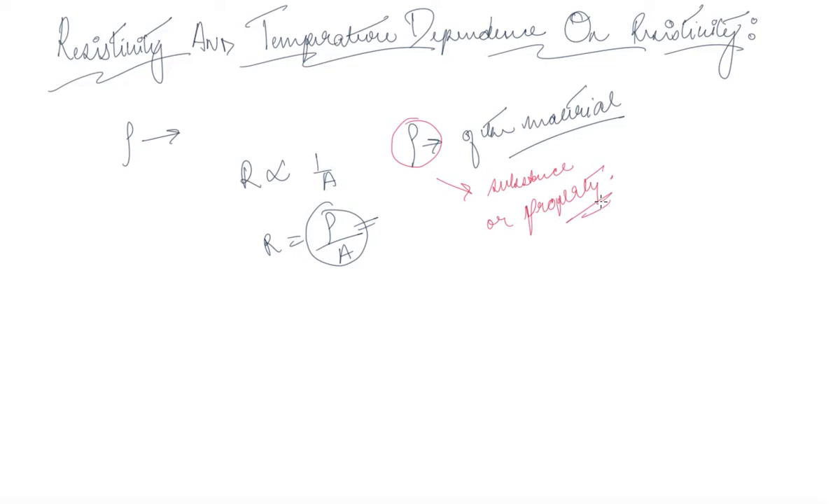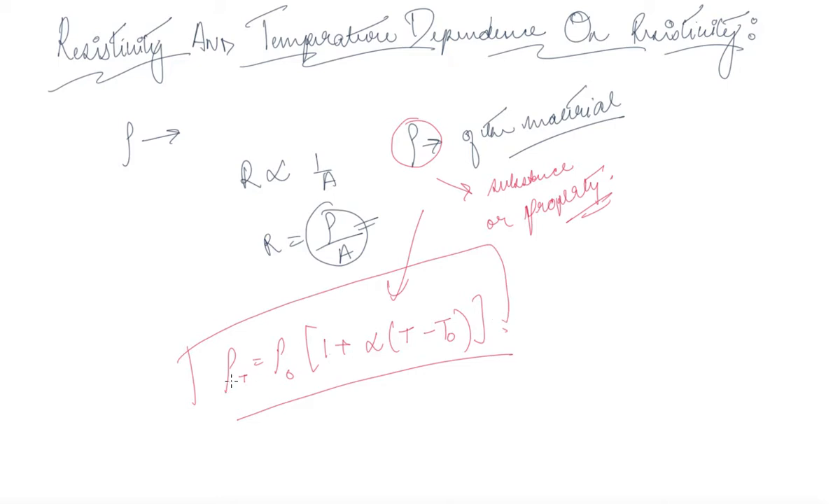So now if you look at the temperature dependence of resistivity, what you will see is rho in terms of temperature T is actually equal to rho naught, that is the initial, upon 1 plus alpha into T minus T naught. So this is what the relation gives you, that is resistivity for the temperature T.